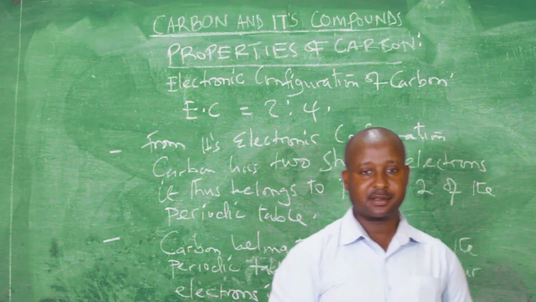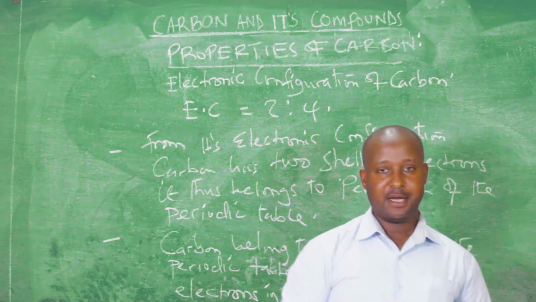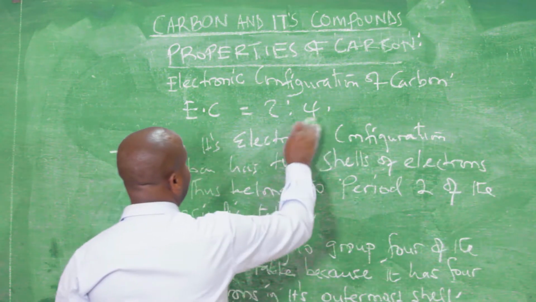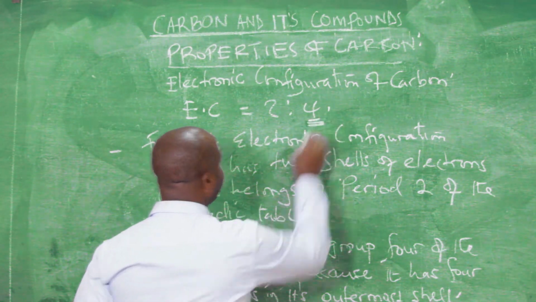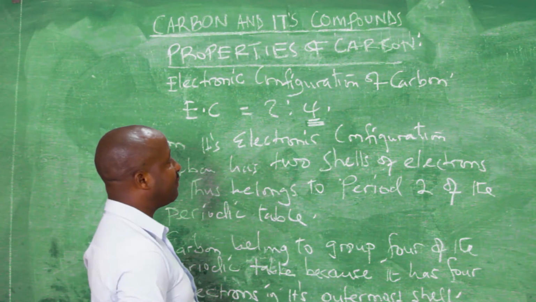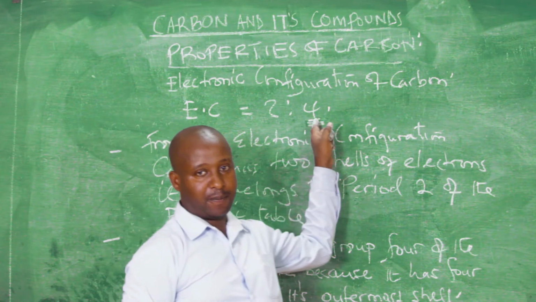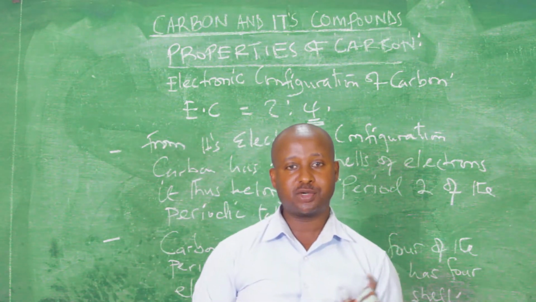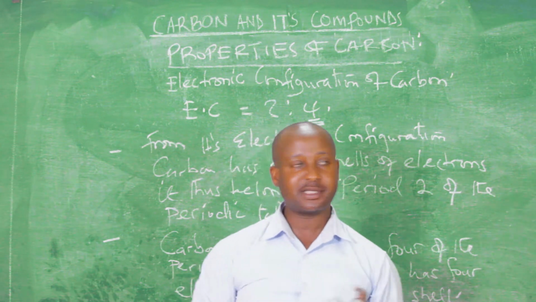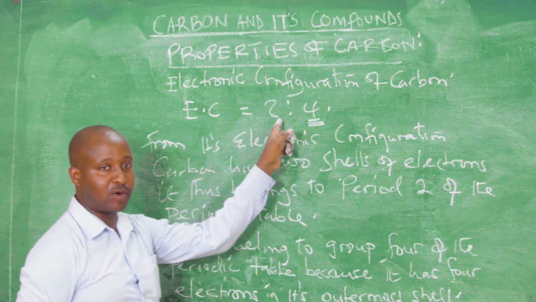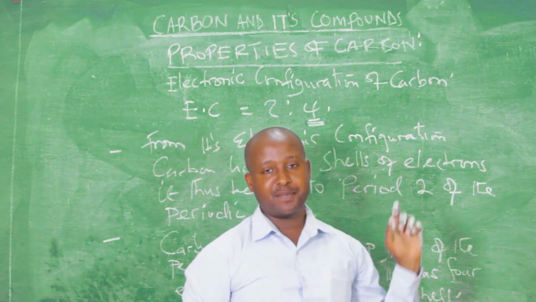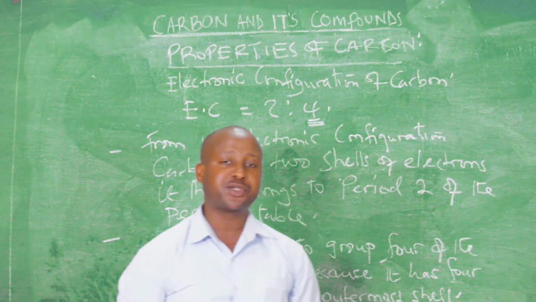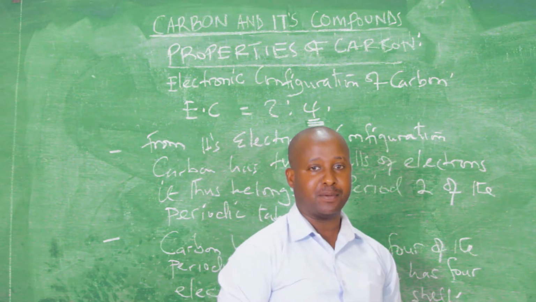This is something interesting because carbon has 4 electrons in its outermost shell, then that means it belongs to group 4. And because carbon has 2 shells of electrons, as we look at its electronic configuration, this means carbon belongs in period 2 of the periodic table.